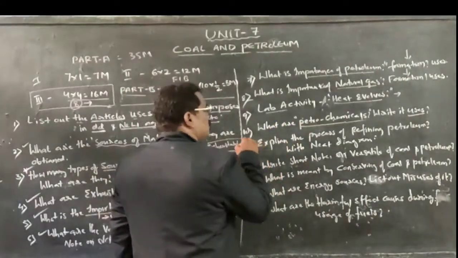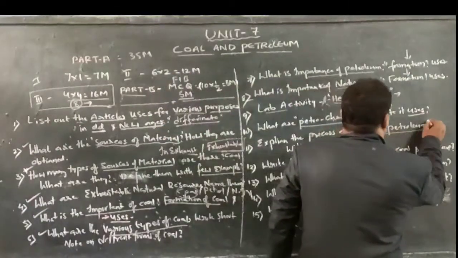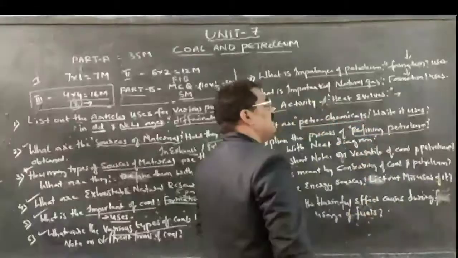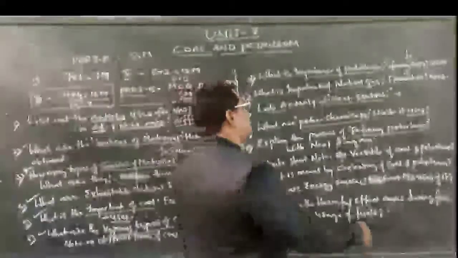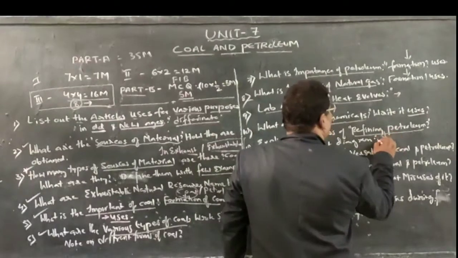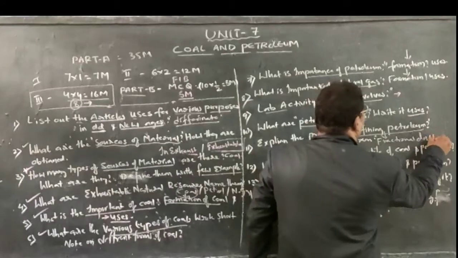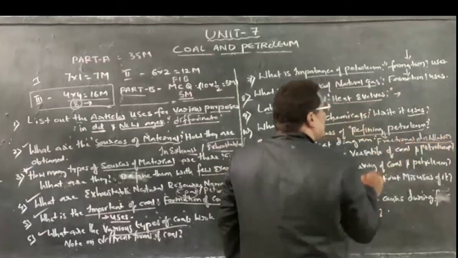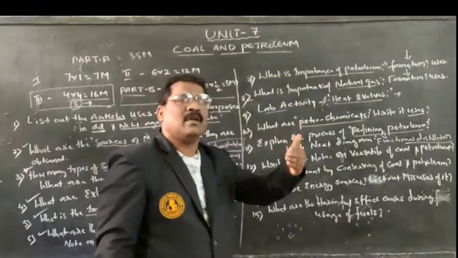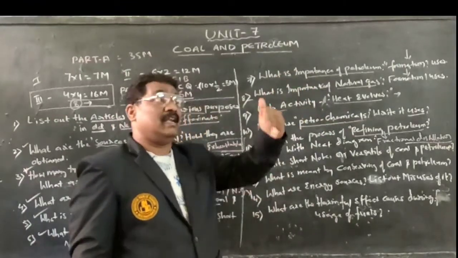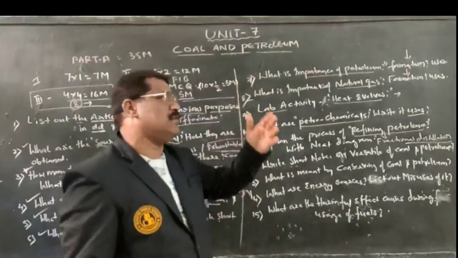And the next one, 11th question, is: explain the process of refining of petroleum. How can we refine petroleum from crude oil, and by using what process can we collect it? Refining of petroleum is also called the fractional distillation process. How does fractional distillation take place, and how at different temperatures various types of products are produced?